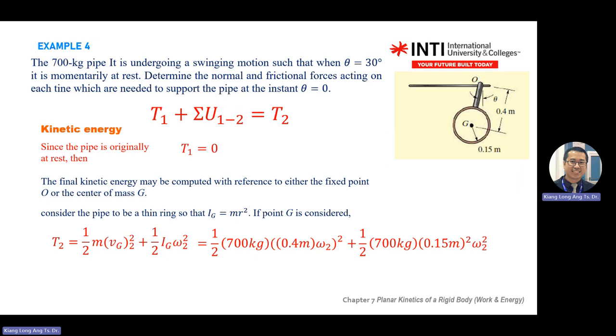Omega you don't know. If you don't know, you just put the omega there. I_G, this one, I is mR squared. Okay, I_G equal to mR squared. Again, how do you get mR squared? Read from the table, read from the appendix. So you solve, and your T2 will arrive at one omega value. So you still haven't finished. You need to find the work done by the system.